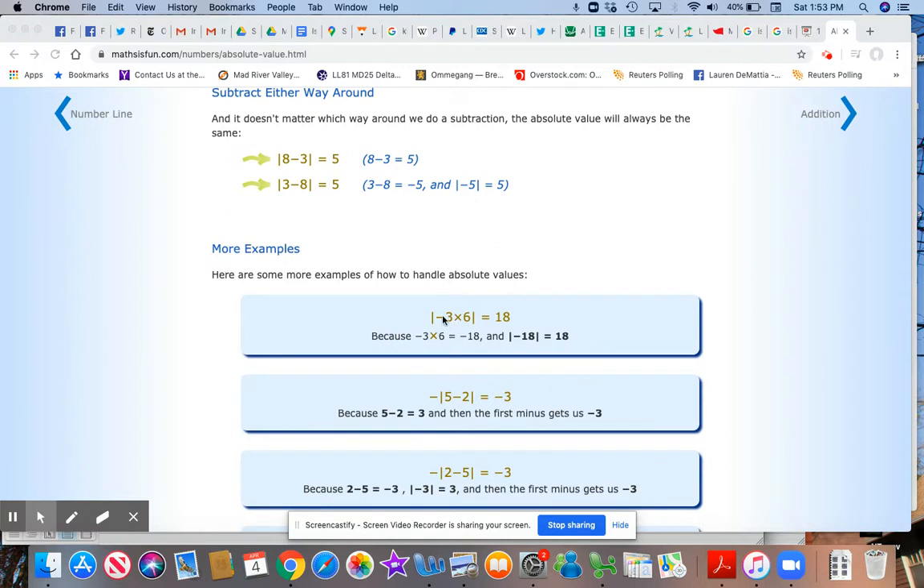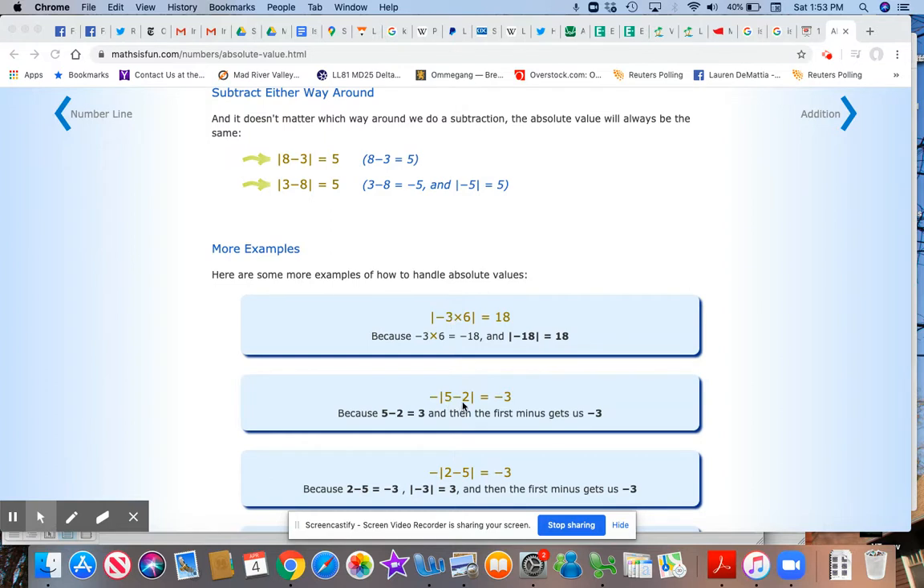So more examples. Anything that's inside the absolute value, you have to solve that first. And then if it's negative, you make it positive. If it's positive, you keep it positive. So for example, -3 times 6 is -18. And the absolute value of -18 is 18. So if it's all inside the absolute value, it's going to be a positive number.